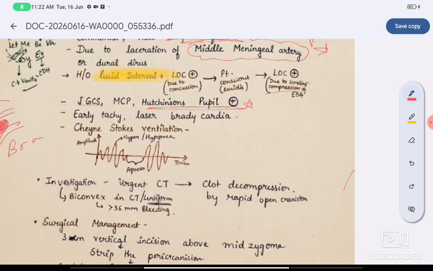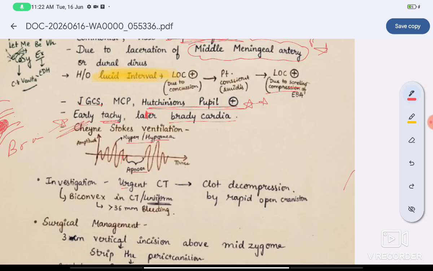This is important. Then there is tachycardia earlier, then on later stages there is bradycardia. Also an important thing seen in this is Cheyne-Stokes ventilation, which means repeated cycles of hyperpnea, then hypopnea, then apnea. First there is hyperpnea, which means fast, rapid breathing, more excessive than normal. Then there is hypopnea, which means slower breathing. In between the two there is apnea, which means zero breathing.